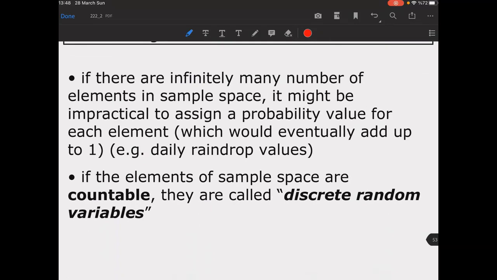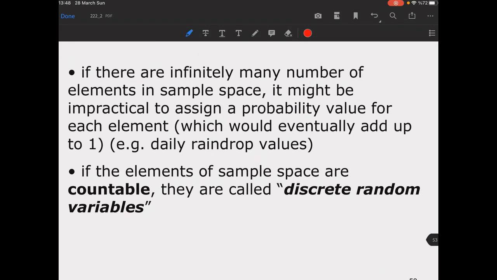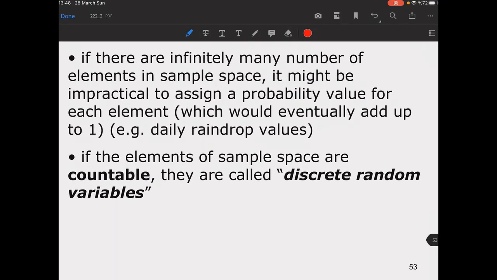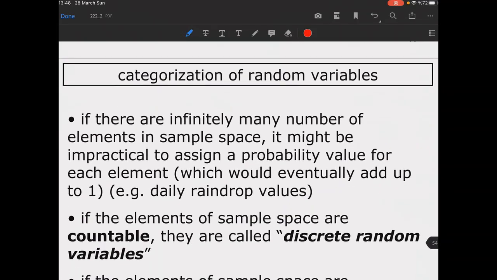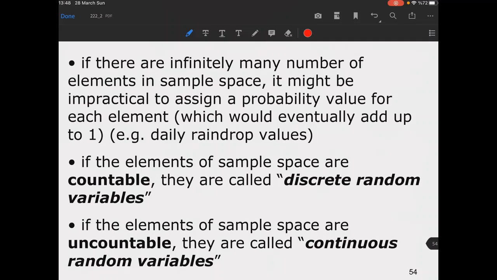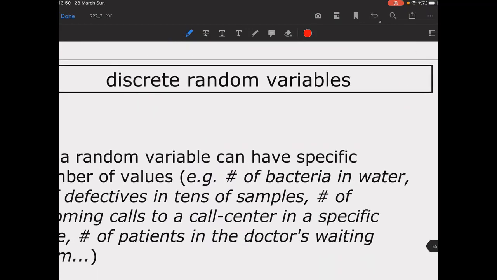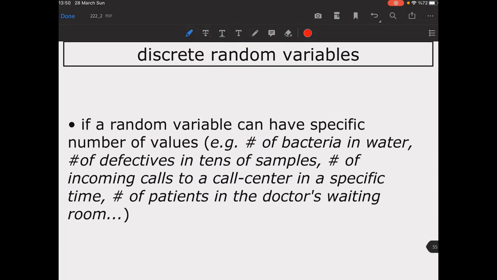All of them a theoretical value, okay? And if the elements of the sample space in this sense are countable, they're called discrete random variables, okay? If you can count them, go ahead. But if the elements of the sample space are uncountable, impossible to count, they're called continuous random variables. That's the distinction. Now, let's talk about discrete random variables first.